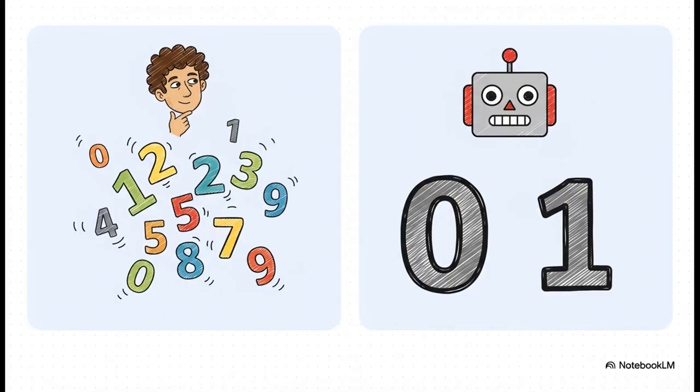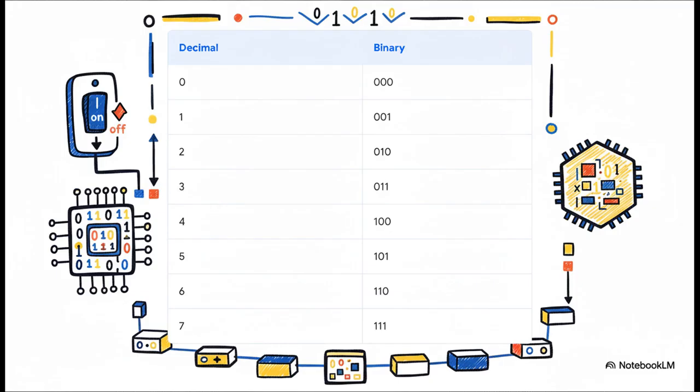And here it is side by side. This is the core difference. On the left, you've got our world, with 10 whole symbols to play with. On the right, you've got the computer's world, with just 2. But here's the cool part. By using that exact same idea of positional value, just with powers of 2 instead of powers of 10, computers can represent any number you can think of. Let's actually see how this works.